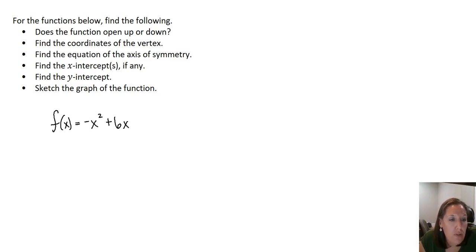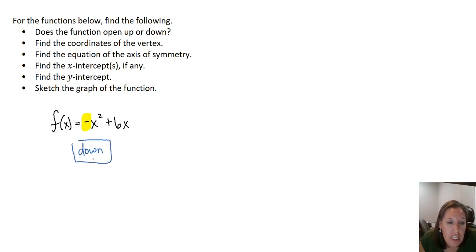Well, in order to answer our first question, does the function open up or down, the only thing we need to look at is the coefficient on our x squared. And our coefficient on our x squared is a negative 1. Since that is a negative number, that means that this function will open down. If the coefficient on the x squared is a positive, it opens up. If it's a negative, it's going to open down.